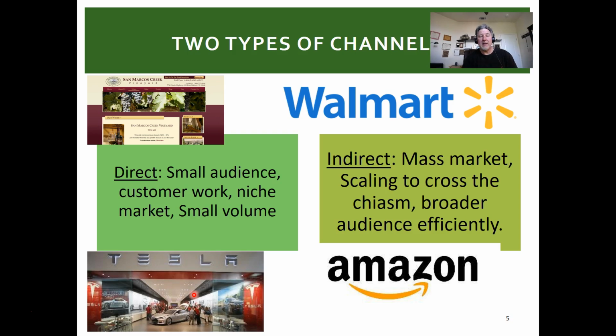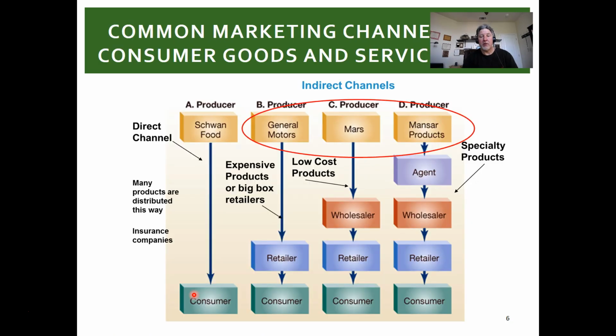But then we need to think about the other two types, which are: are you going to be moving the product directly from your company to the customer? We call that direct. So usually in smaller, more niche-oriented type of businesses, Tesla is a very good example there. Or indirect, where we're doing mass market, as we see with Amazon or Walmart, where we're really trying to scale the business to reach a broader audience.